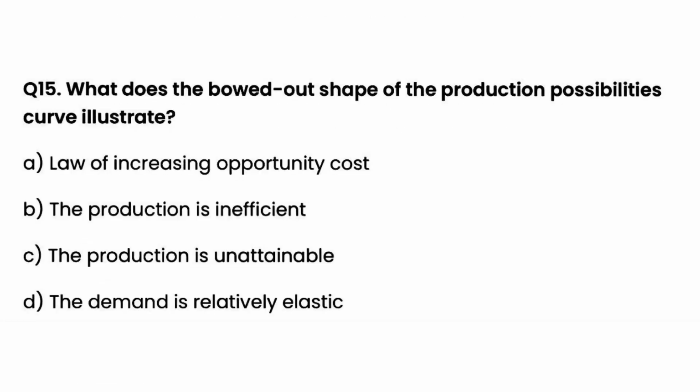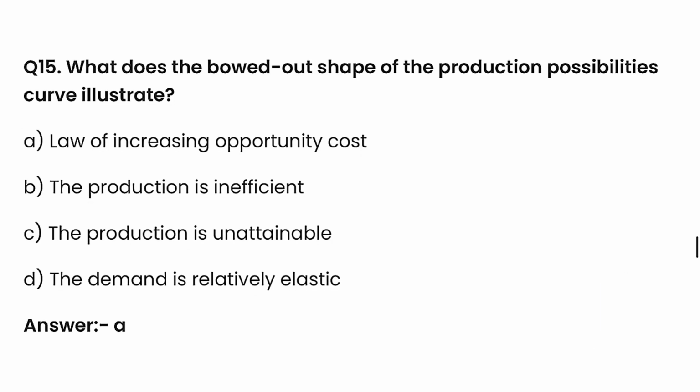Next, what does the bowed out shape of the production possibilities curve illustrate? First, law of increasing opportunity cost; second, the production is inefficient; third, the production is unattainable; and the last, the demand is relatively elastic. So the answer is option A, means law of increasing opportunity cost.